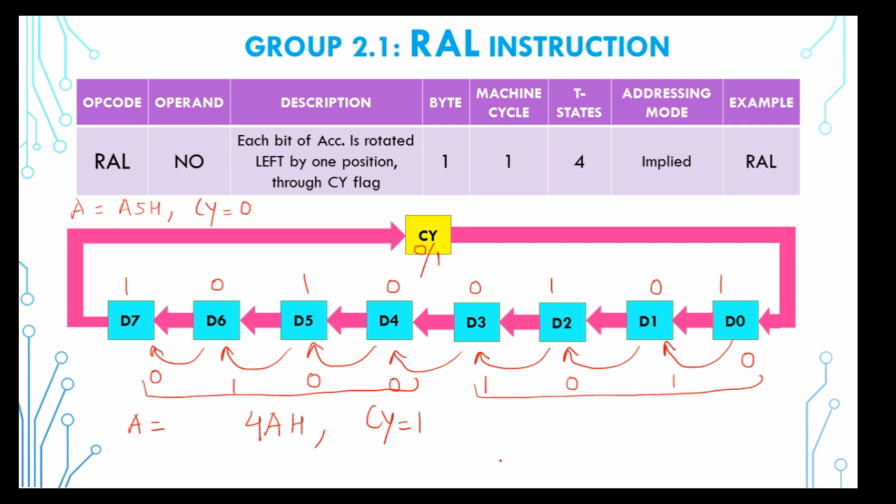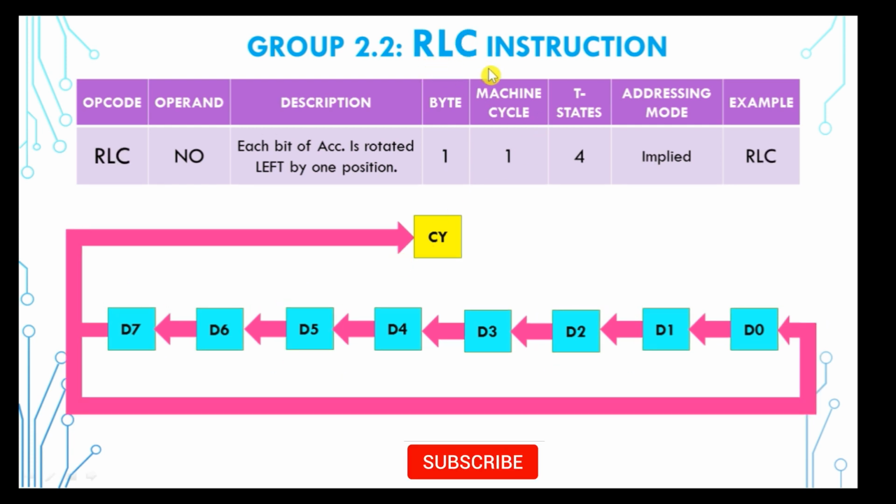Now let's see another instruction, RLC instruction. RLC stands for the rotate accumulator left but not through the carry. In this instruction, each bit of accumulator is rotated left by one position but not through the carry. So students, don't get confused by this C in the instruction. Here you can see that D7 bit is copied into the carry flag and the same bit is copied into the D0 bit.